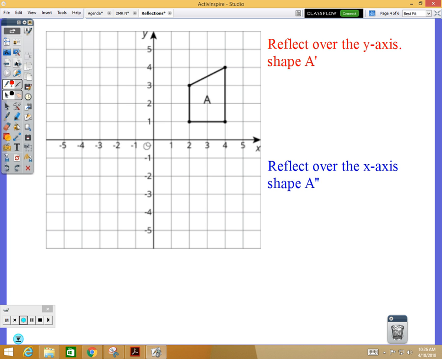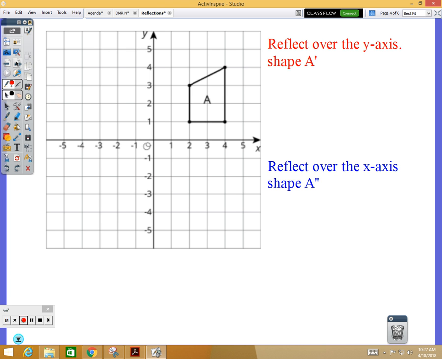And then we're going to go back to our original shape, and we're going to reflect the original shape over the x-axis, and that's going to be A double prime, with two apostrophes there, okay? All right, so let's do the y-axis first. So this is how you would do it.